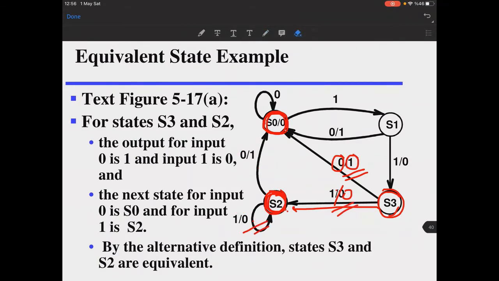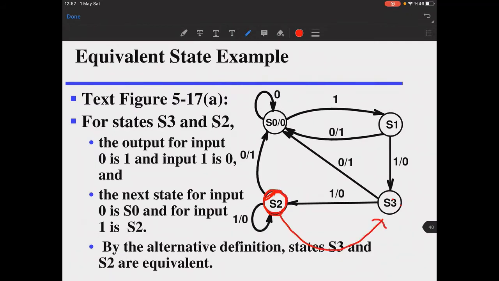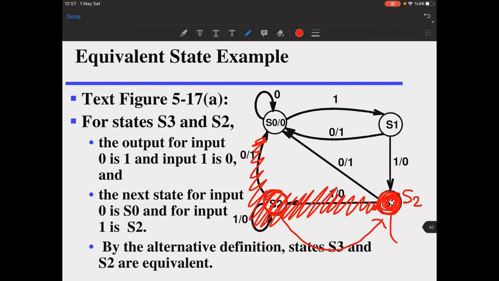So I can comfortably say that I don't need this one, or I don't need S2 here. I will just put this one and place it on this one. Now this one becomes S2, and you don't have these arcs anymore because you don't need them. But of course, you need to keep this 1 0, right?